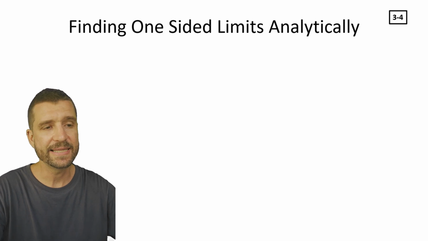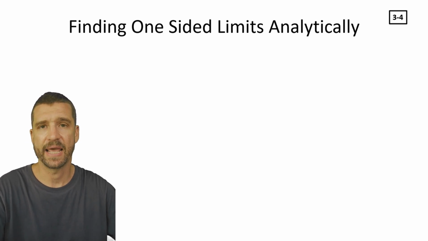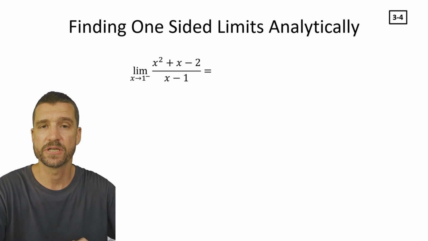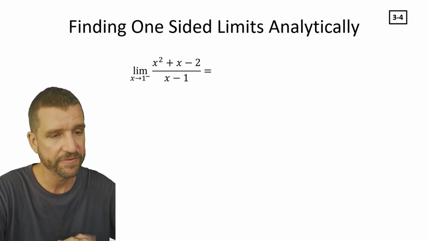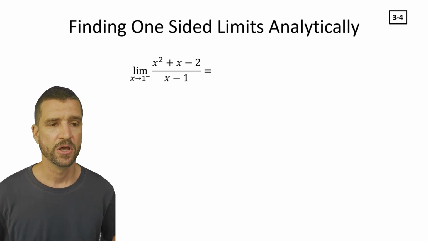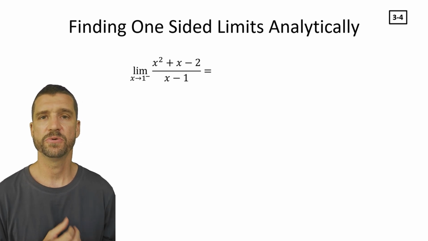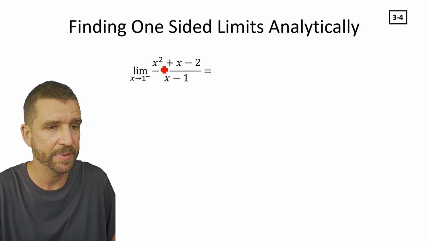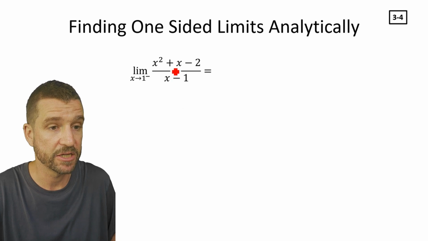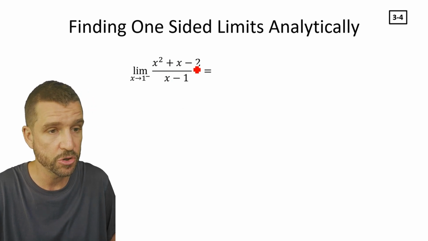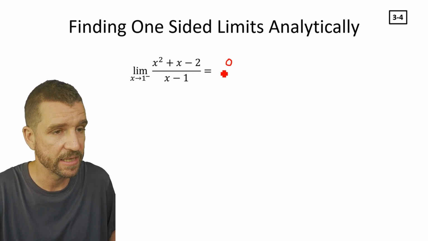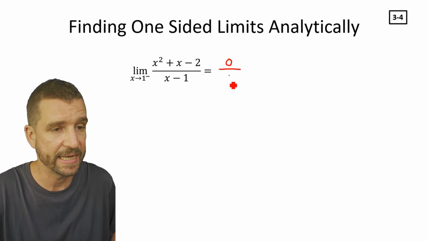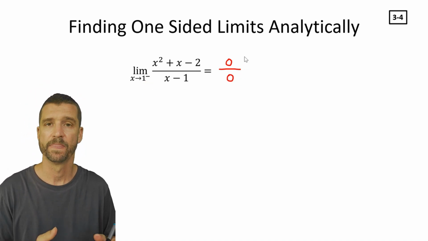So now let's think about finding a one-sided limit analytically. Imagine I don't show you the graph, and I ask you what's the limit as x approaches 1 from the left of the function you see there. Well, the first thing you're always going to do is try to plug in the 1. When you plug in the 1, what happens? You get 1 squared plus 1, which is 2, minus 2, which is 0 on top. The bottom, however, if I plug in 1, I get 0 over 0.